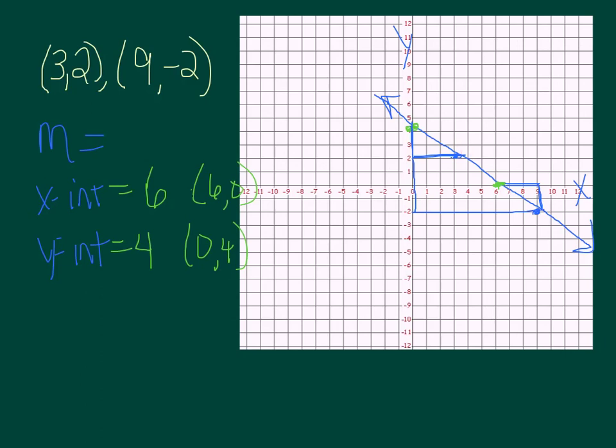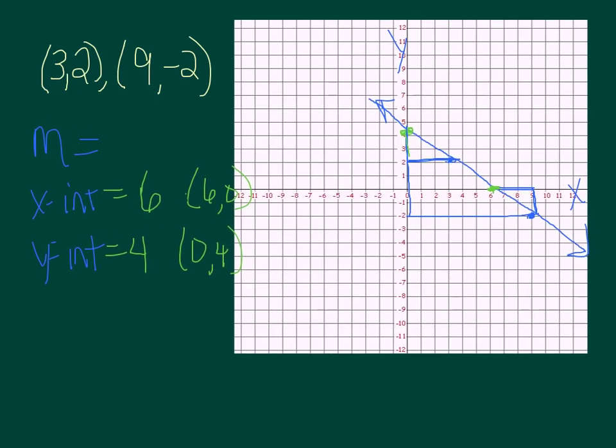For my rise, I'm going to go down 2, and then I went to the right 3. So my slope is rise, which is -2, over run, which is 3. And that's how you find your slope, x-intercept, and y-intercepts.